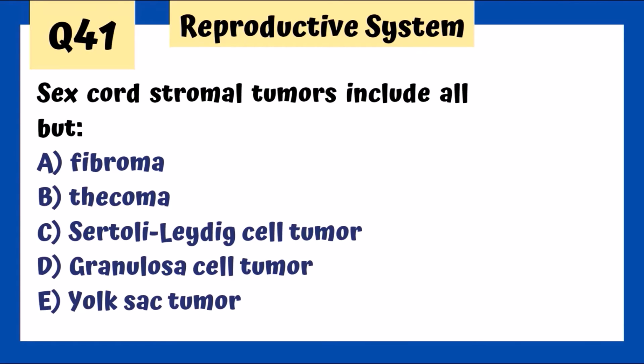Sex cord stromal tumors include all but yolk sac tumor. The other ones are sex cord stromal tumors. Yolk sac tumor is a germ cell tumor. Again, sex cord stromal tumors are tumors that arise from the stroma, so they resemble the normal sex cord stroma tissue of the ovary. We're going to see granulosa and theca cells. We're going to have fibrous tissue, Sertoli and Leydig cells. All of these can develop into tumors, leading to fibroma, thecoma, Sertoli-Leydig cell tumor, and granulosa cell tumor.